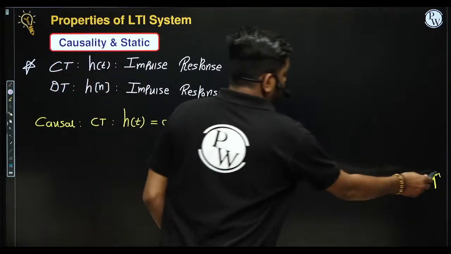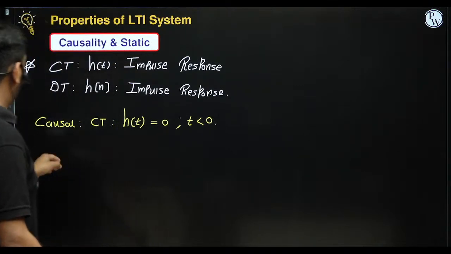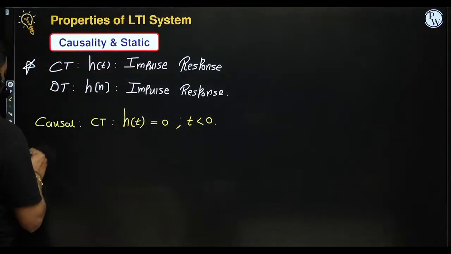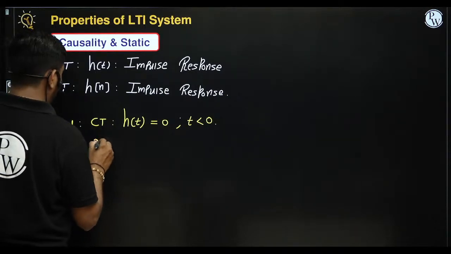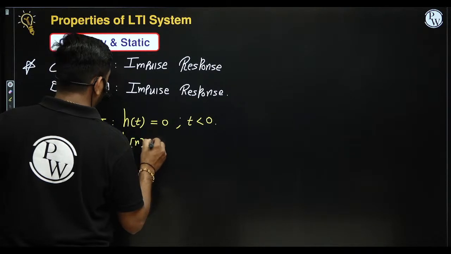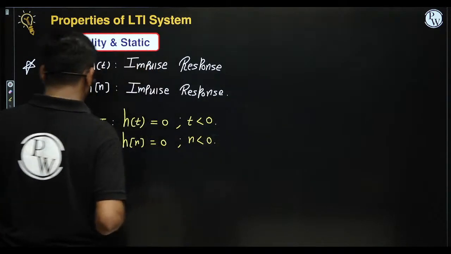Let us start, guys. So here, for the system to be causal, h of t is equal to 0 for t less than 0, and if it is a discrete time system, the impulse response h of n is 0 for n less than 0, correct?